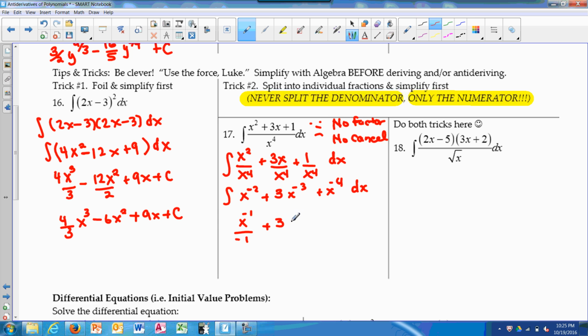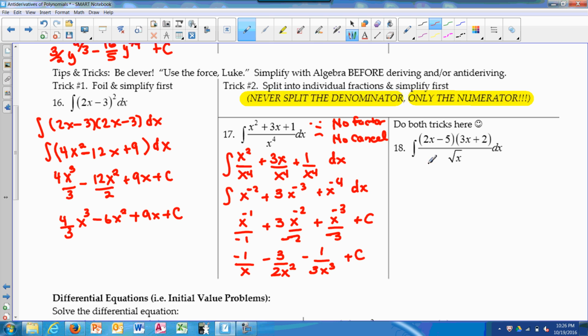Plus 3x to the negative 2 divided by negative 2 plus x to the negative 3 divided by negative 3 plus c. So negative 1 over x, add a minus 2 and a positive 3, so minus 3 over 2, and the x squared goes on the bottom. And add a minus 3, so minus 1 over 3x cubed plus c.